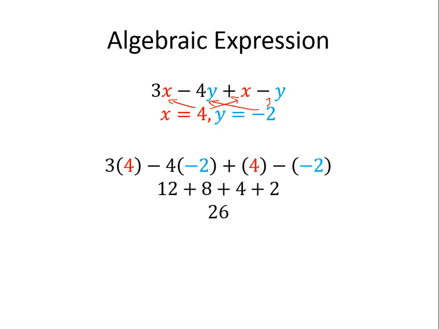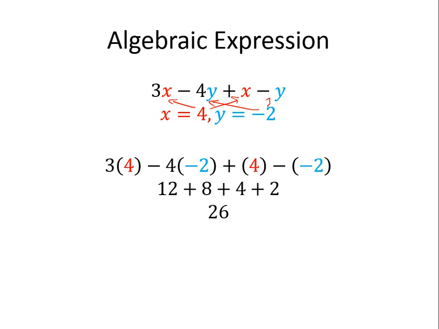As you see here, it's plugged in. So we have 3 times 4 minus 4 times negative 2 plus 4 times 4 plus 4 minus negative 2. When you multiply and simplify, 3 times 4 gets you 12. Negative 4 times negative 2 is 8. Negative times a negative is a positive. So if you have two negatives and you multiply them together, it becomes a positive number. The 4 is all by itself, so it just drops through.